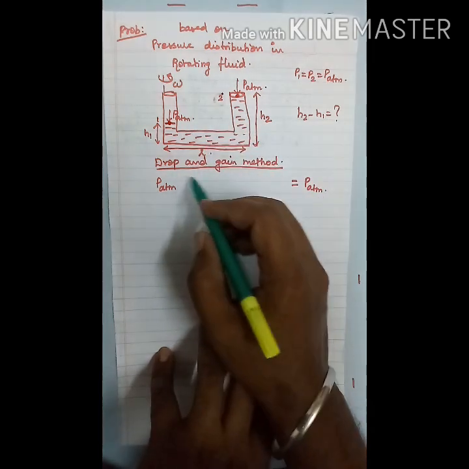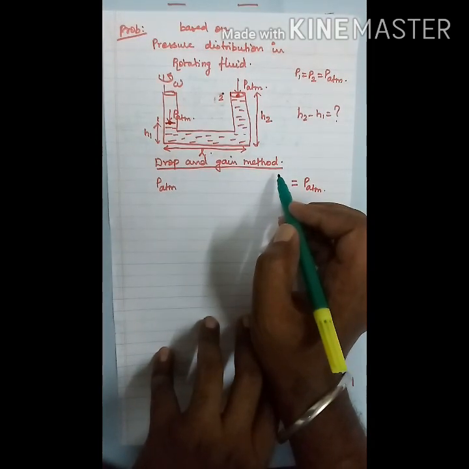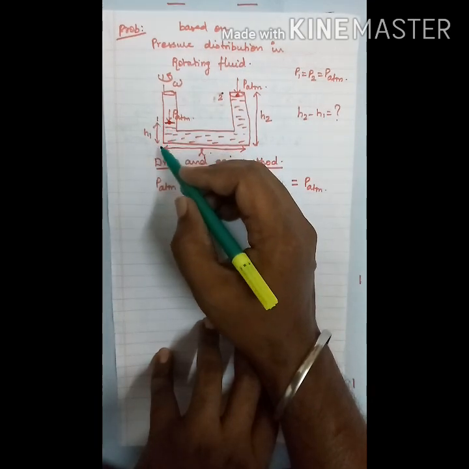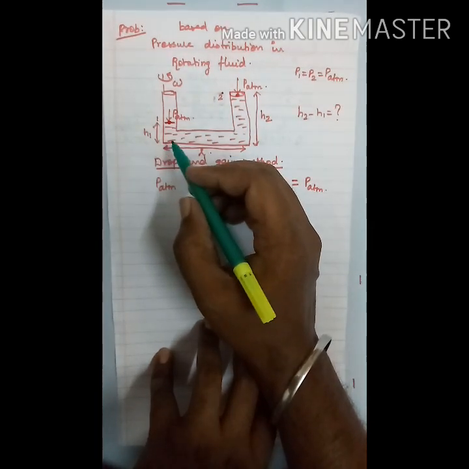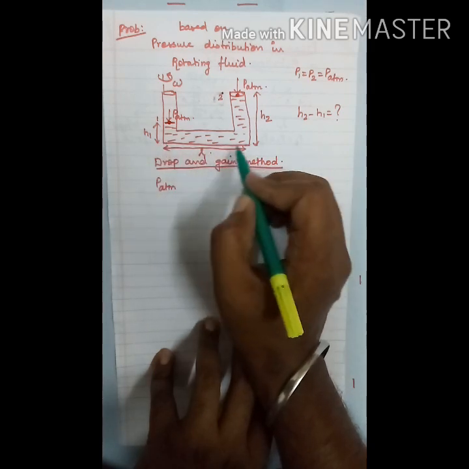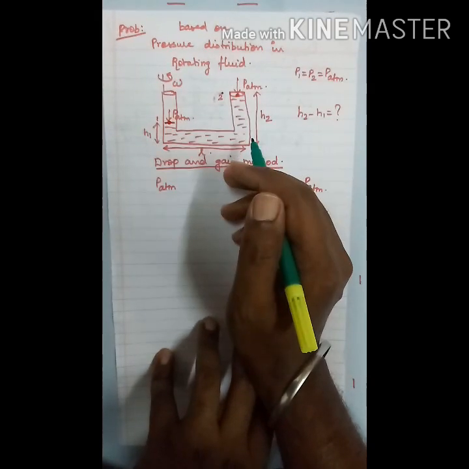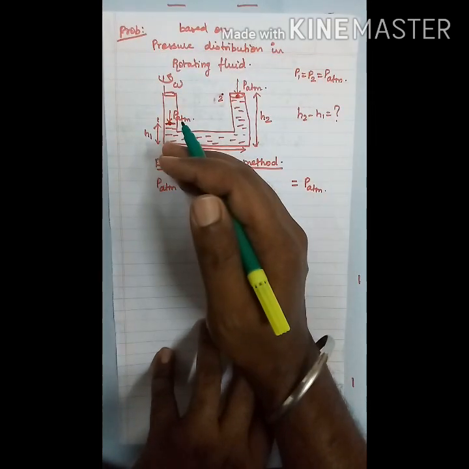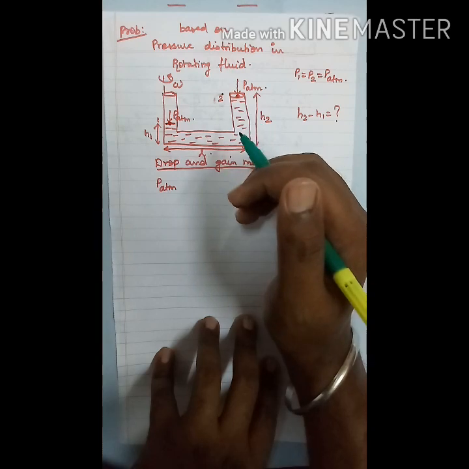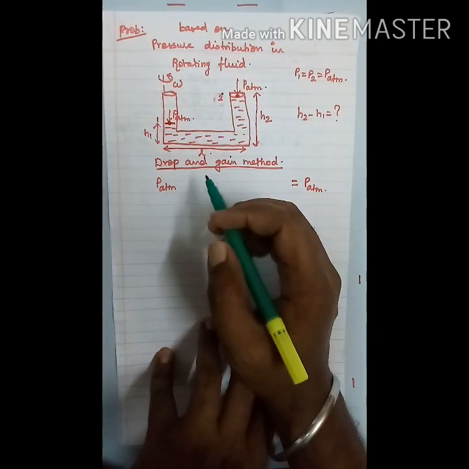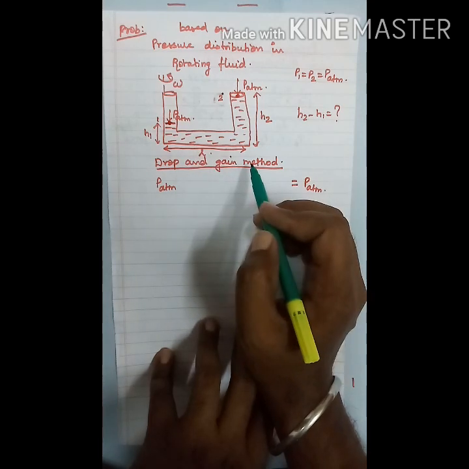Before going to this problem, you must understand that pressure will increase when we go downwards, and the pressure will increase from the axis of rotation when we go outwards, and the pressure will decrease when we go towards the axis of rotation or we go upwards. This is the concept you must remember. So now we can go into the drop and gain method.